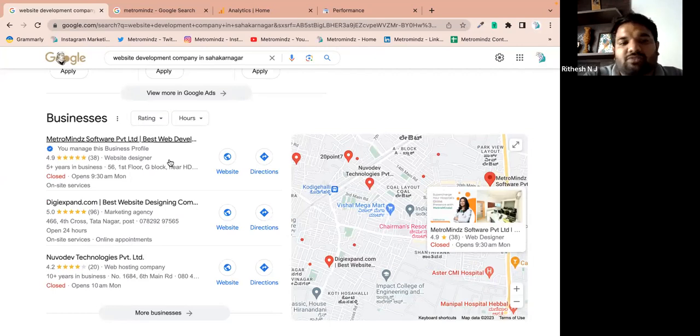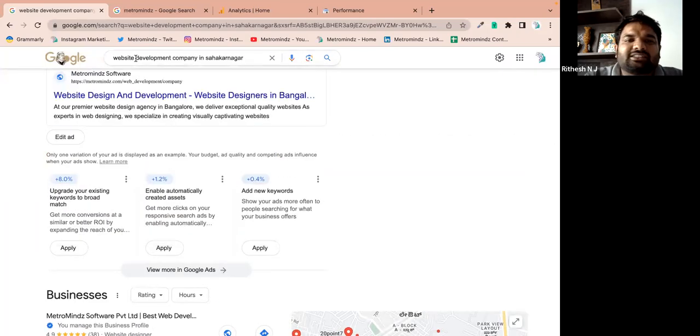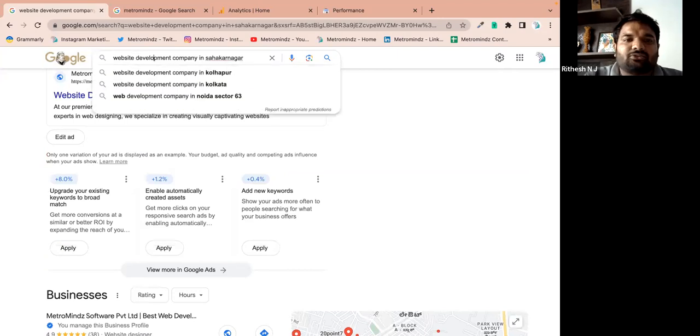In business, I've seen the next most important thing people look for is the ratings, how many years, when it opens and when it closes, and the address, whether it is nearby to me, and all that information. So people would search for this, and that's how people would recognize you. Even I can show you a few more things.